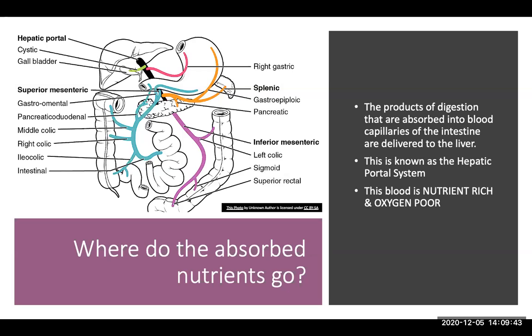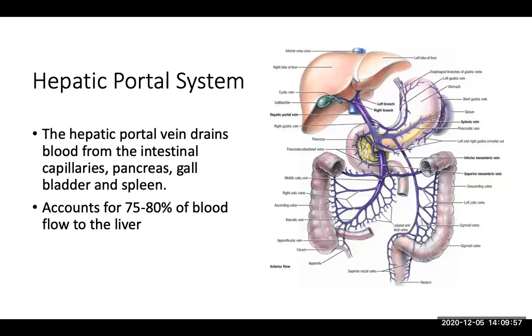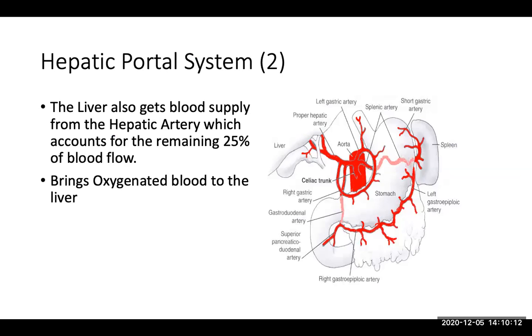In the hepatic portal system, your liver takes all these nutrients absorbed from digestion and filters them out, detoxifies them, and stores a lot of the glucose so that it can be used later for body needs. The hepatic portal veins drain blood from the intestinal capillaries, pancreas, gallbladder, and spleen. The hepatic portal system accounts for 75 to 80% of blood flow to the liver. The liver also gets blood supply from the hepatic artery, which accounts for the remaining 25% of blood flow.